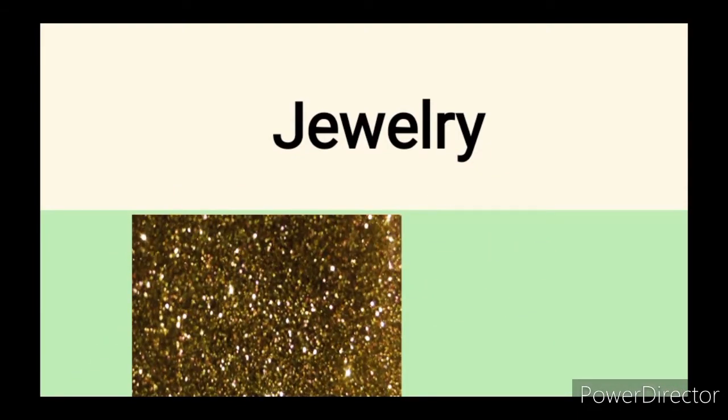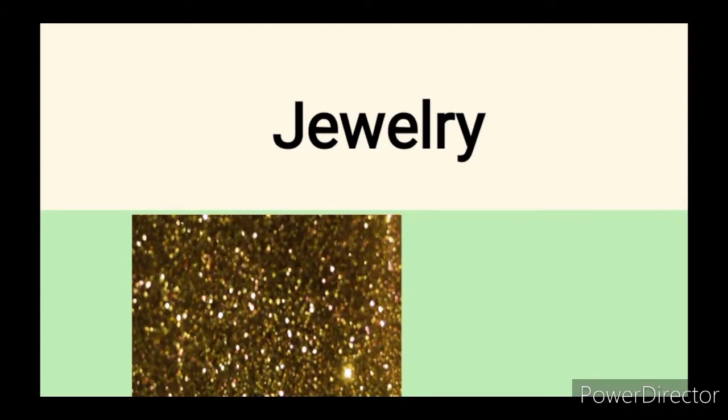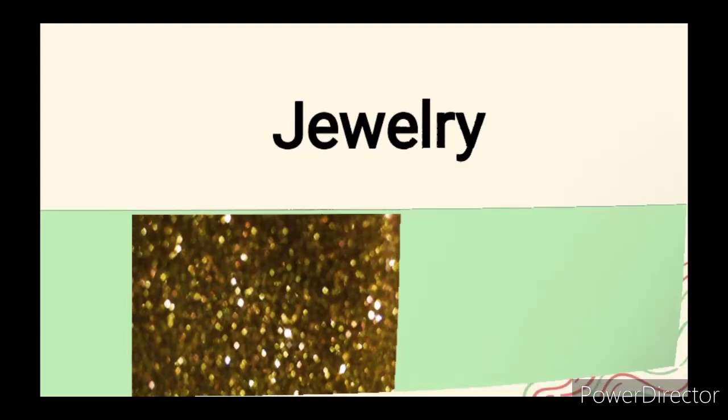And then we have gold. Gold is a mineral resource and it is used to make jewelries. And we can find gold in Oshun, Niger, and Kwara states of Nigeria.